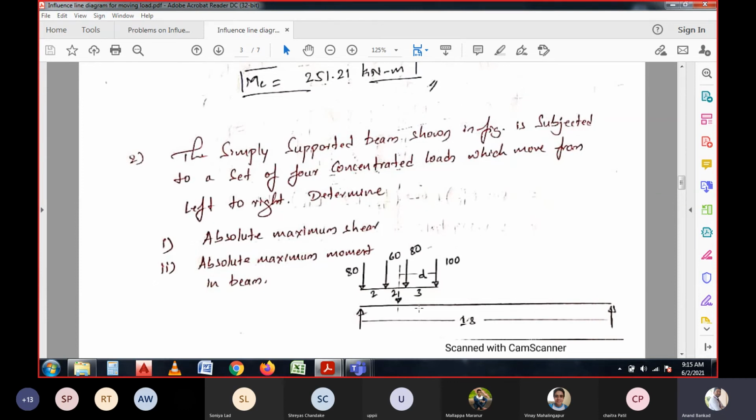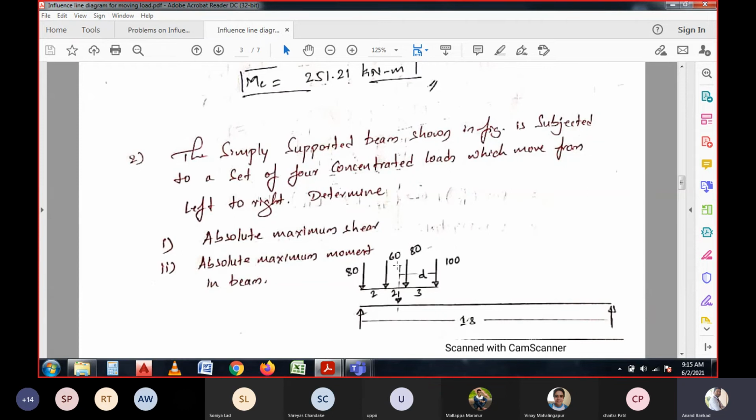the figure, which has an 18-meter span and is subjected to a set of four concentrated loads which are moving from left to right. Again, the set of concentrated loads has quite different center-to-center distances. It is 3 meters here, and the remaining three loads have 2-meter consecutive distances. And these loads are moving from left to right on the span of 18 meters.